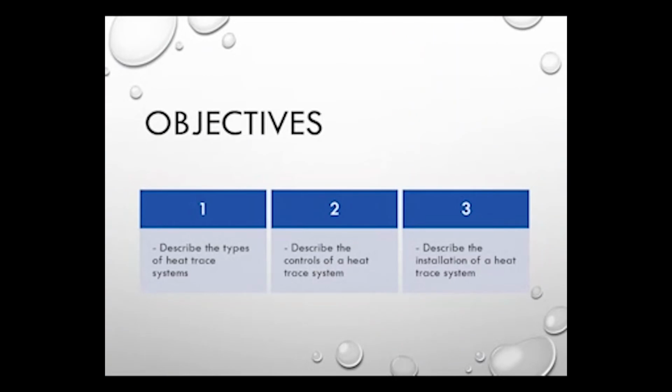This module has three objectives. First, we're going to look at the different types of heat trace systems that exist, and we're going to look at the controls of those heat trace systems. And lastly, we're going to look at things to consider when installing the heat trace system.